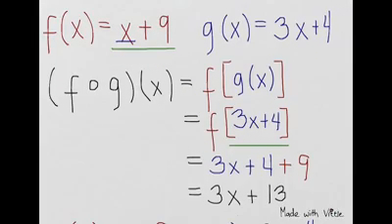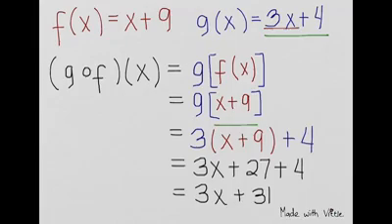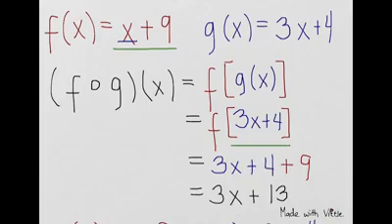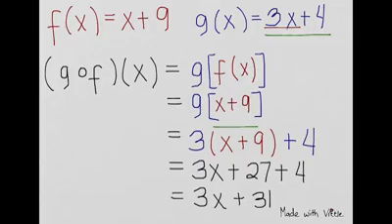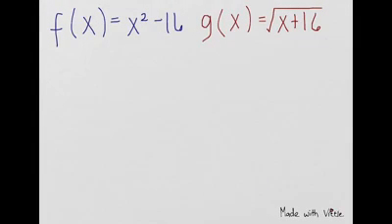In our first example, we solved for f of g of x, and that gave us 3x plus 13. While in our second example, we solved for g of f of x, and that gave us 3x plus 31. Therefore, as far as composition of functions are concerned, order is very important, because f of g of x is clearly not the same as g of f of x.